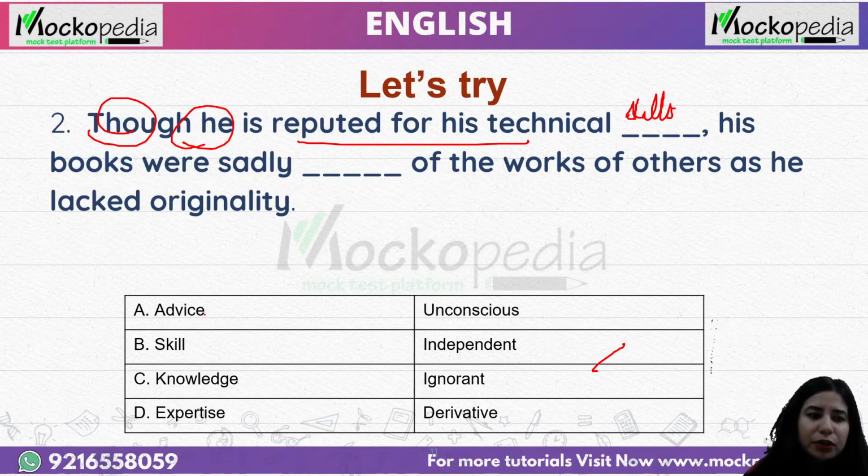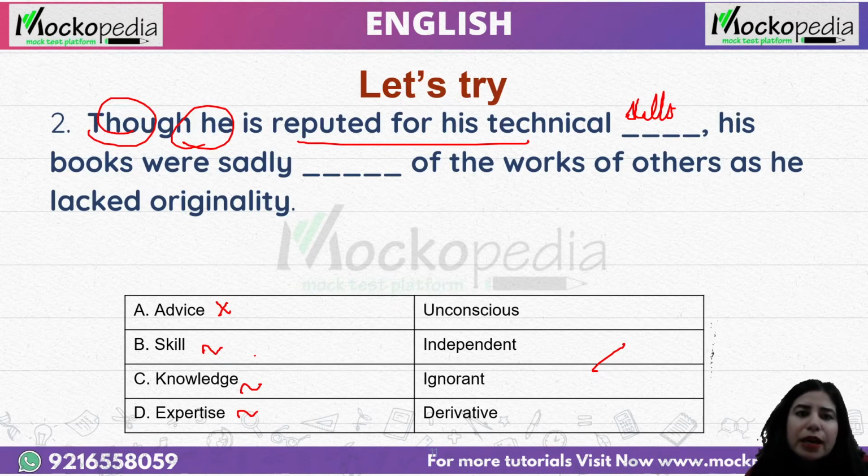So we would want a skill coming in. So yeah, this can get eliminated. Skill, we can keep. Knowledge also we can keep, and expertise also we can keep. So it's just that we can eliminate an answer choice, but still better, right? You are still reducing your options to few, right?